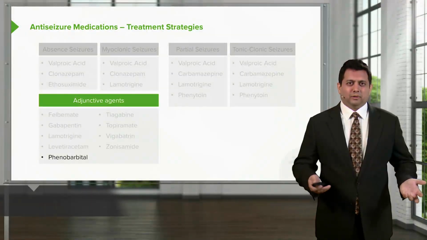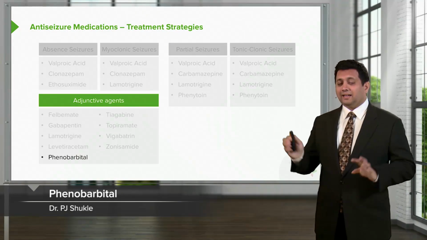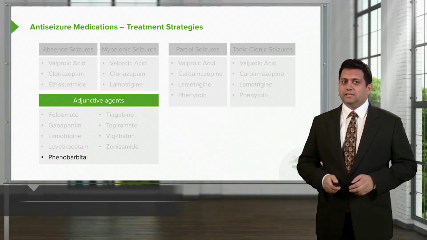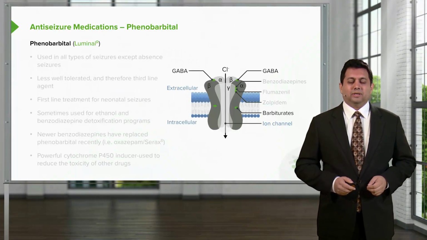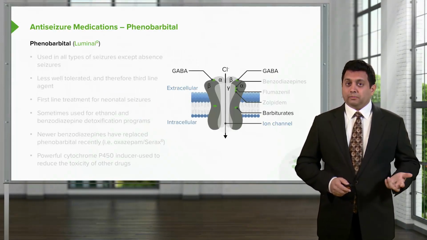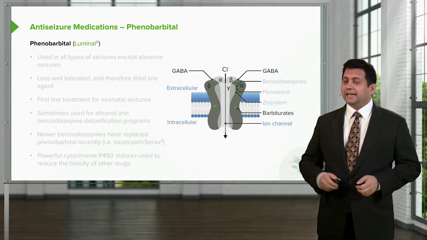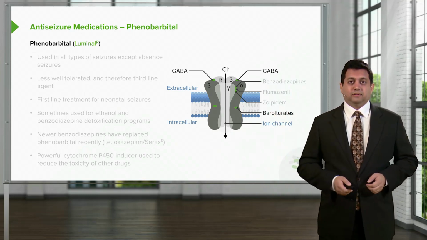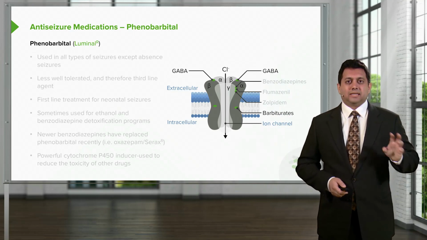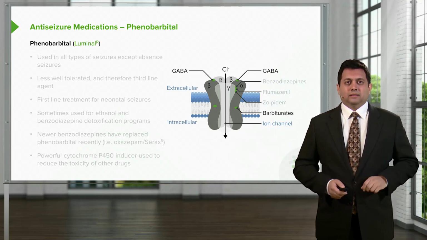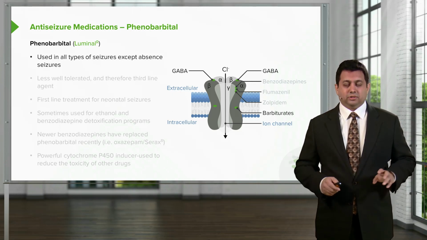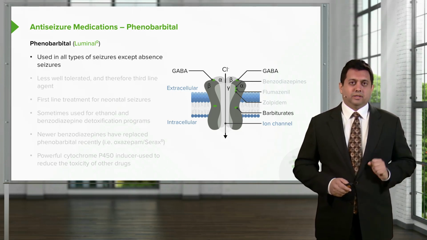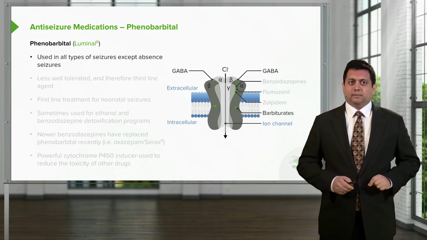Let's move on to phenobarbital. Phenobarbital, once again, just because it's on the bottom of the list doesn't mean it's important. It also is one of the most important agents that we use to treat seizures. Phenobarbital is a barbiturate. It acts on the GABA receptor. Remember that barbiturates act at a different point on the receptor than the benzodiazepine. Phenobarb is used in all types of seizures, except for absence seizures. Once again, that's a good exam question.